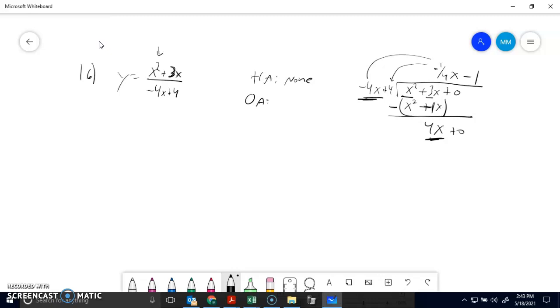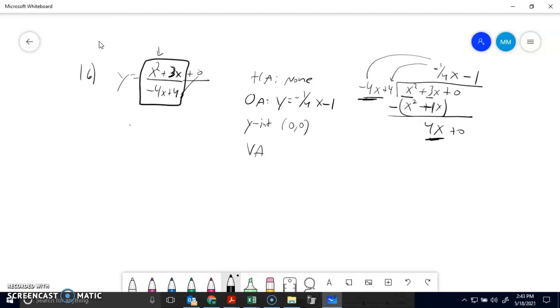So my oblique asymptote is y equals negative 1/4 x minus 1. All right, let's go to the y-intercept. Again, my y-intercept, I have an unseen 0 here, so it's 0 over 4, which is just 0, comma 0. The vertical asymptote, let's factor this.